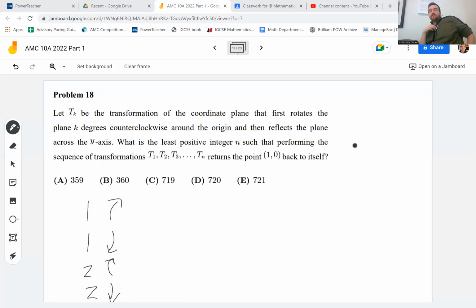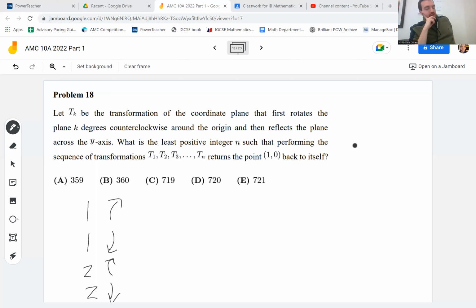Okay, so let's read it. Let t sub k be the transformation of the coordinate plane that first rotates the plane k degrees counterclockwise around the origin and then reflects the plane across the y-axis. What is the least positive integer n such that performing the sequence of transformations t1, t2, t3, through tn returns the point (1, 0) back to itself?